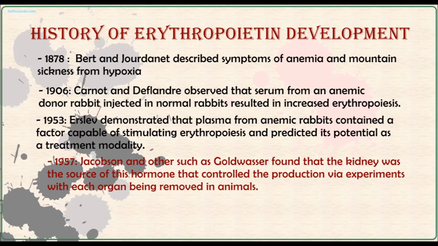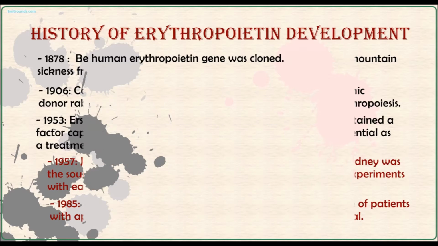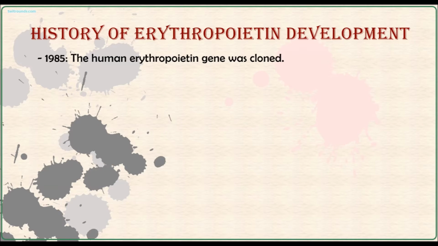Years later, Erslev elegantly demonstrated that plasma from anemic rabbits contained a factor capable of stimulating erythropoiesis. A few years later, Goldwasser and colleagues showed in a series of papers that erythropoiesis was governed by the relationship between oxygen supply and demand, and identified the kidney as the site of this regulation. It took 20 years to purify a few milligrams of erythropoietin from over 2,500 liters of urine from patients with aplastic anemia.